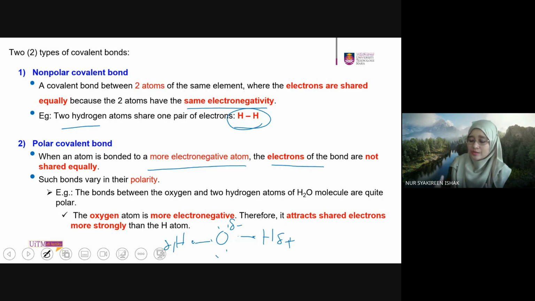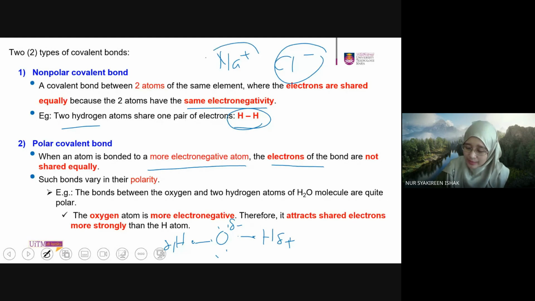It allows the water molecule to function as a solvent, to dissolve other polar molecules, for example garam, salt. Salt is composed of sodium and also chloride. The sodium ion has positive charge, and the chloride ion has a negative charge. So when you place salt inside water, it causes the salt to dissolve because of the polarity of water.